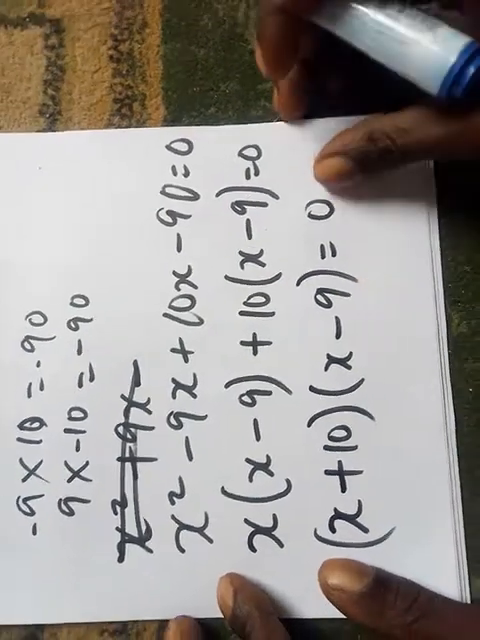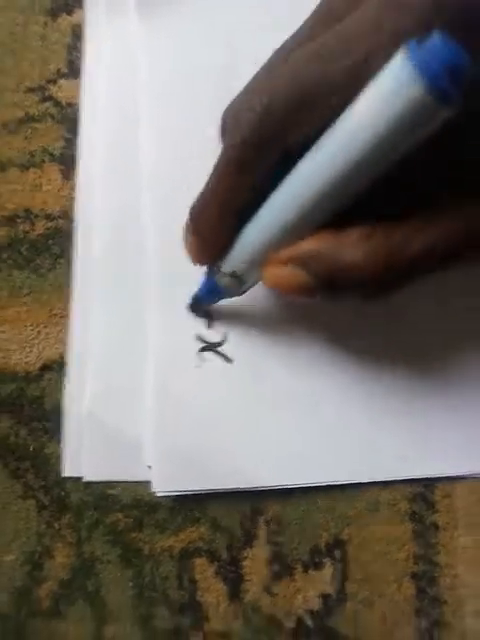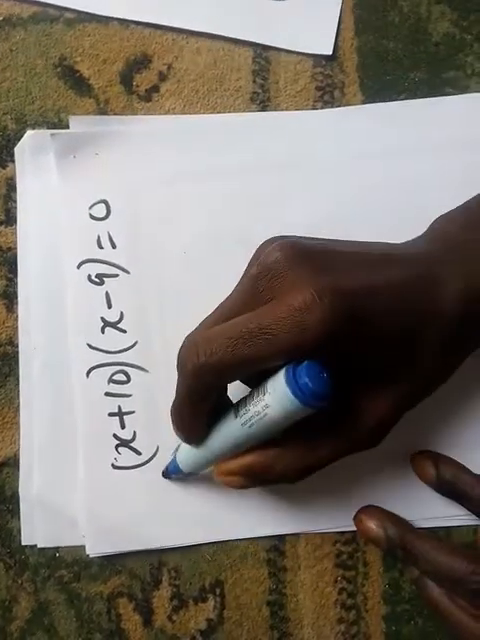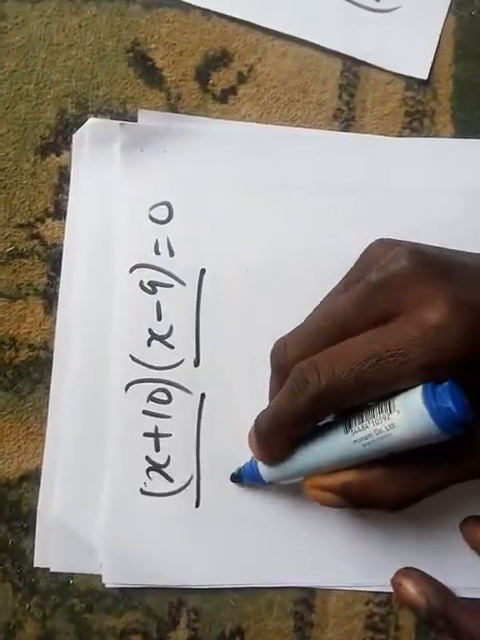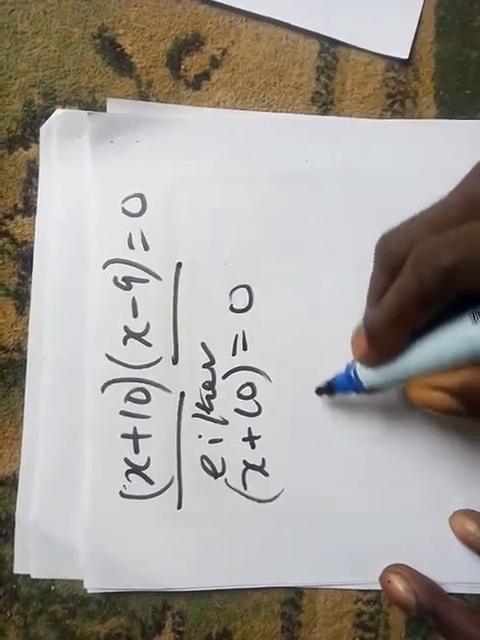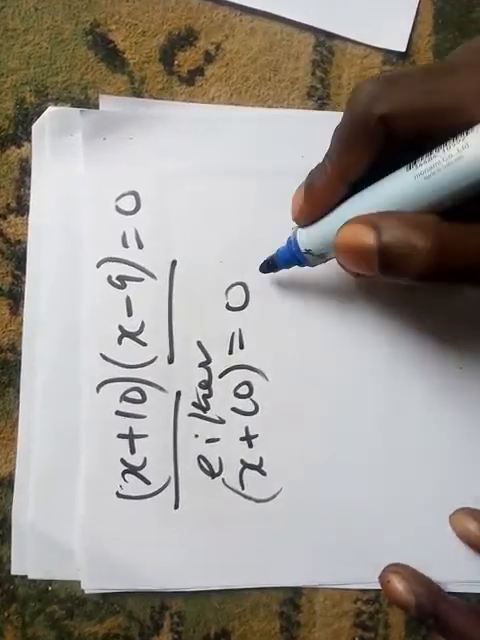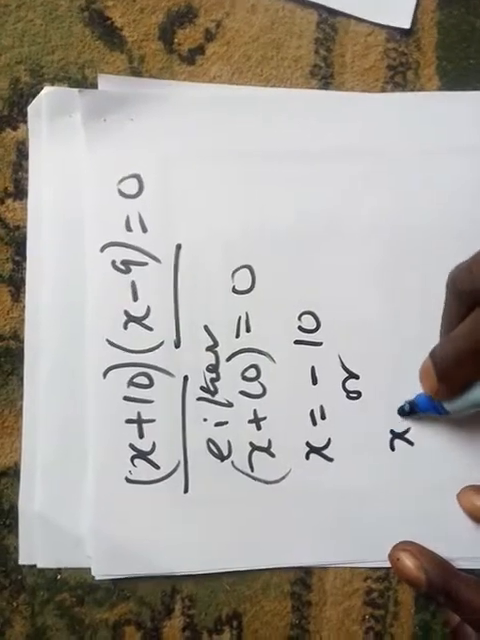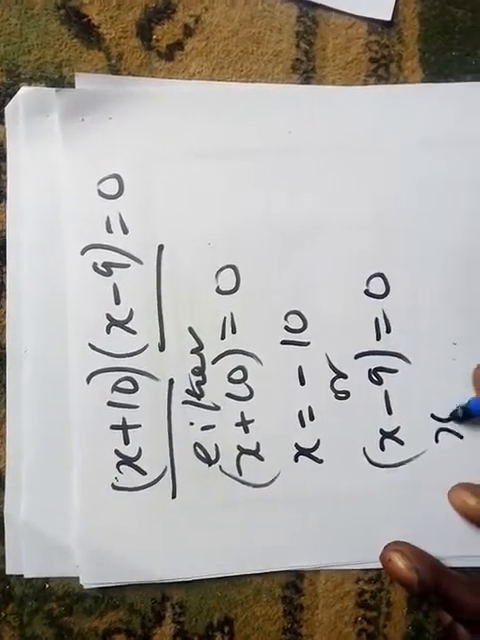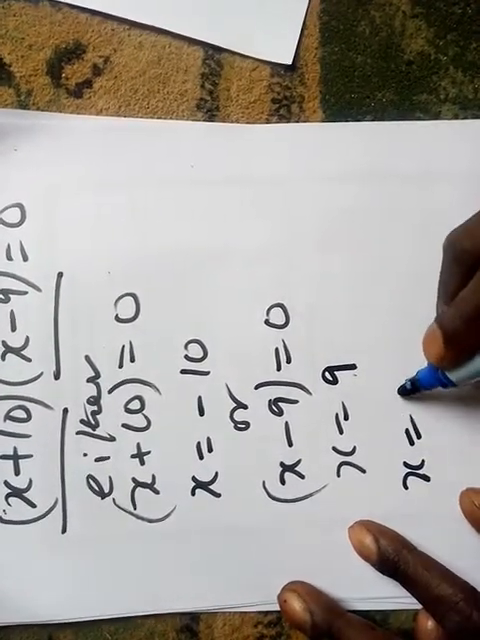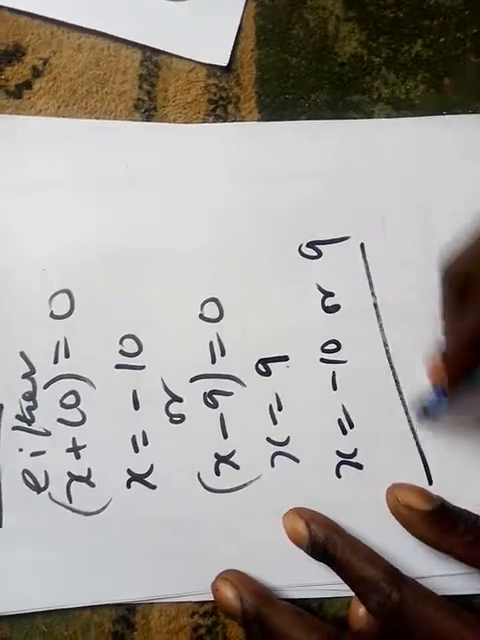If you have two numbers that when you multiply them you get 0, then either one of them is 0. That is, x plus 10 multiplied by x minus 9 equals 0, so either this term is 0 or this term is 0. So either x plus 10 equals 0, which means x equals minus 10, or x minus 9 equals 0, which means x equals, when it crosses the equality sign, plus 9. So x equals minus 10 or 9. Thank you.